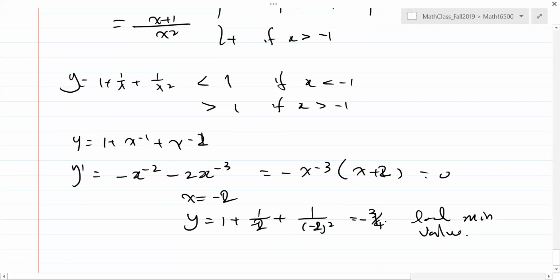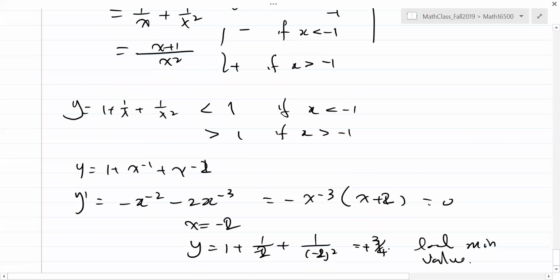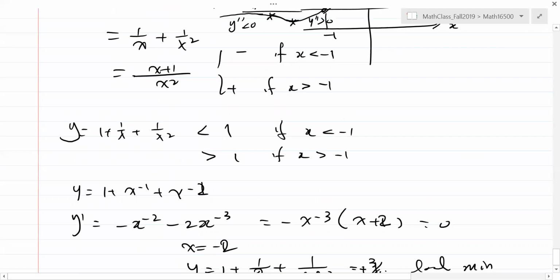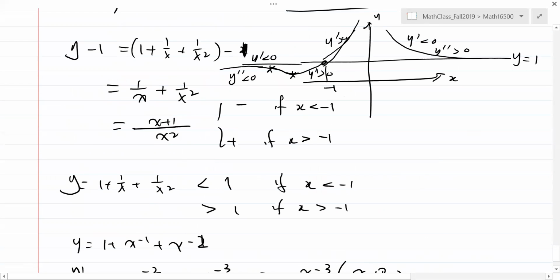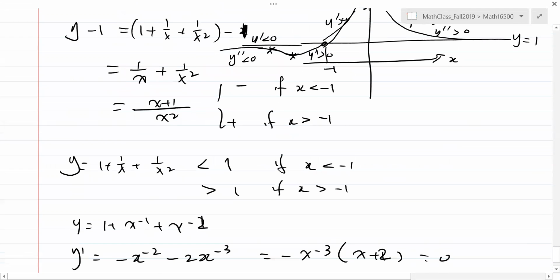Negative, negative, positive, negative. Let me double check. No, it's negative, positive, positive. It's a positive. Okay. So the local minimum value is positive. Let's go back to the picture here. It's positive. Okay. So this is going to be, this is -2.